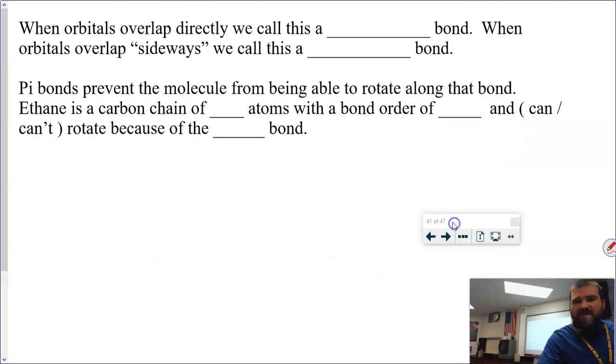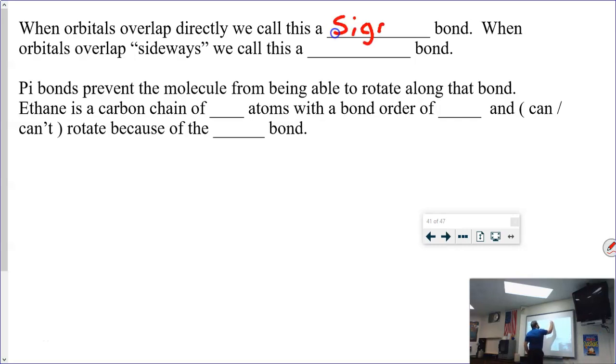So let's give a little more detail, okay? When orbitals overlap directly, meaning here's one orbital, here's the other orbital, bam, they overlap head on, head on directly into one another, we call this a sigma bond. When orbitals overlap sideways, we call this a pi bond.